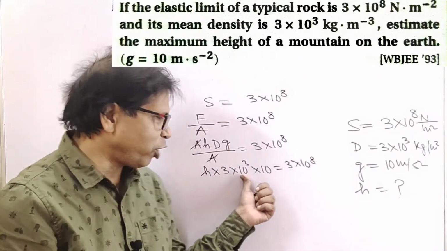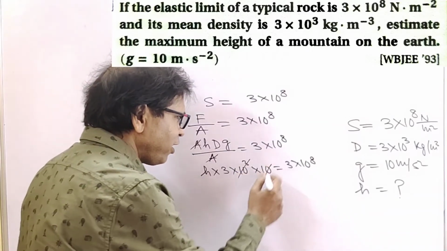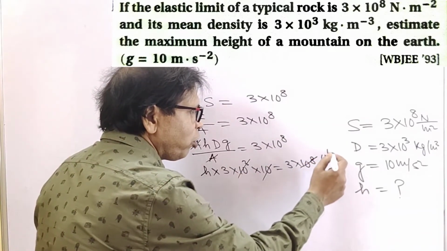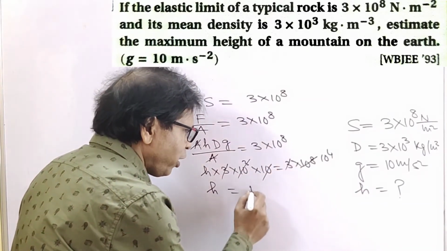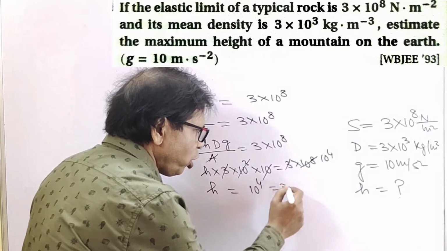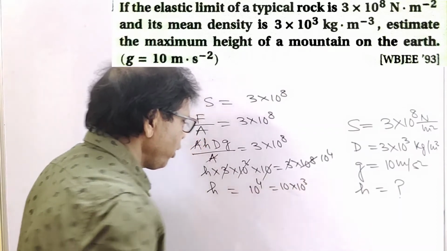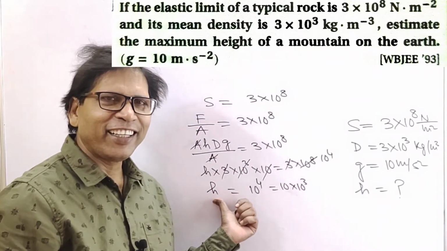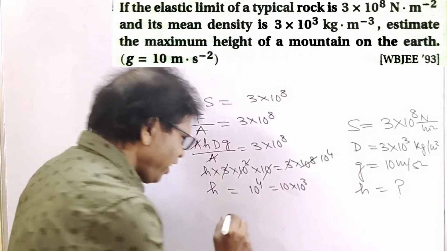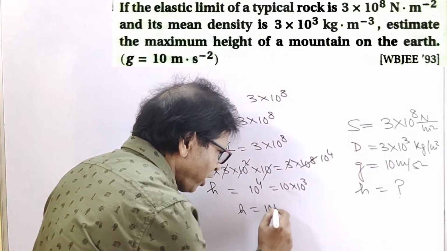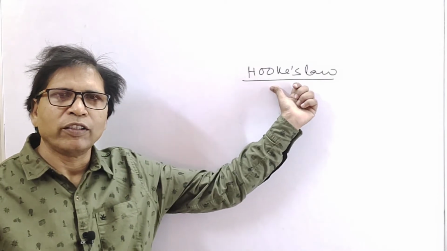Look at this. Here 10 to the power 3 into 10 is 10 to the power 4. So this cancels out, and the 3 cancels out. Therefore h is equal to 10 to the power 4, that is 10 into 10 to the power 3. Therefore the height of the mountain is 10 into 10 to the power 3 meter, that is h is equal to 10 kilometer. Okay, understood?